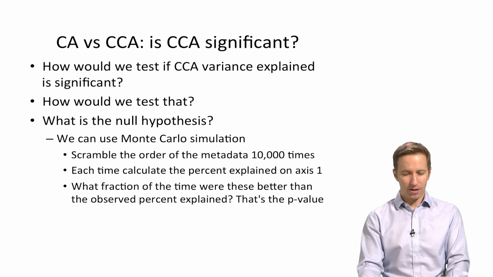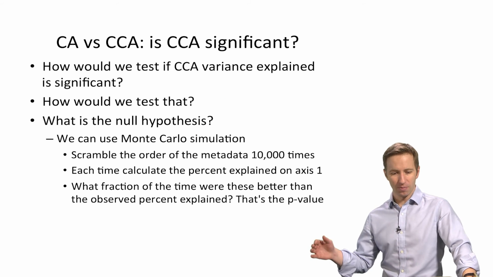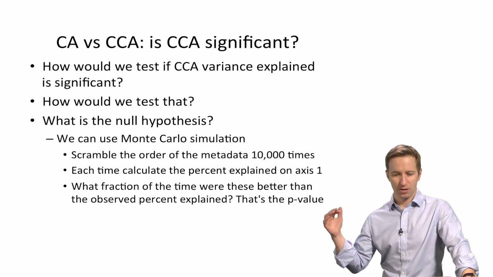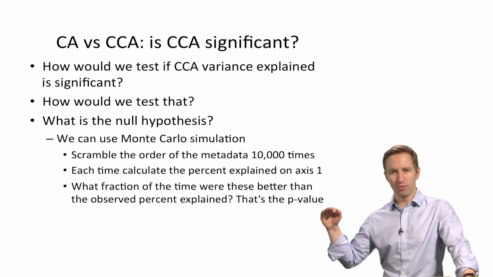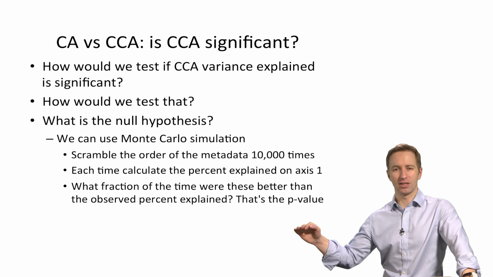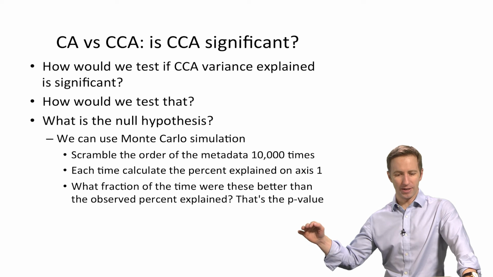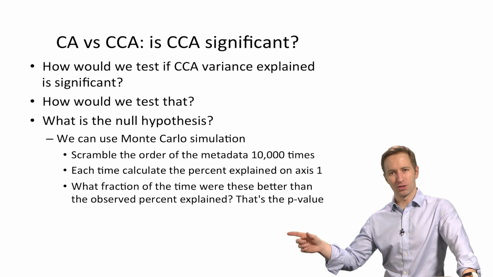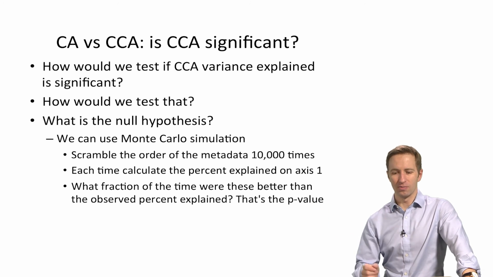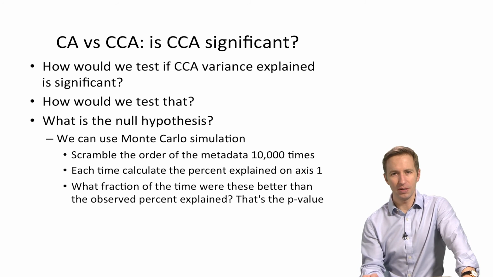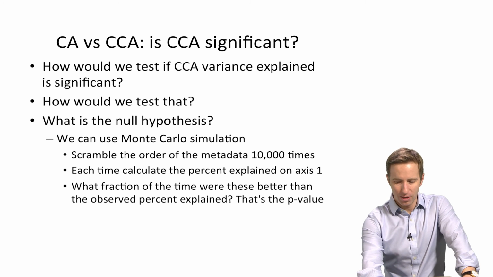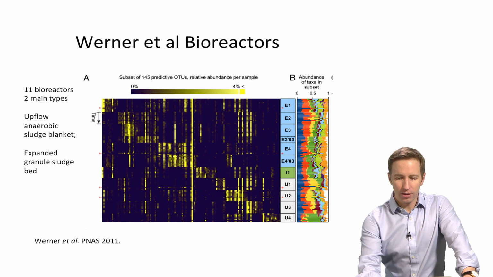And so the Monte Carlo simulation is pretty simple. It's just rerunning the analysis lots and lots of times on scrambled data and comparing the results to the observed data. And then that gives you a p-value that you can report. I want to show one other example of this in use. So I actually used this in a paper a few years ago.